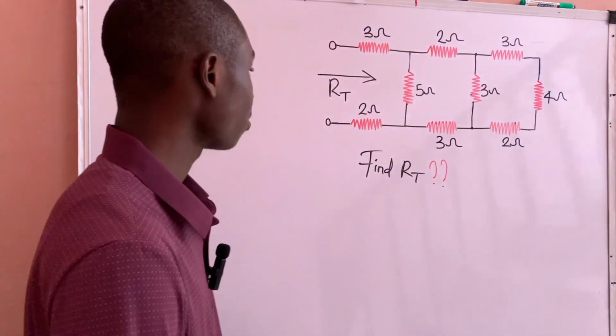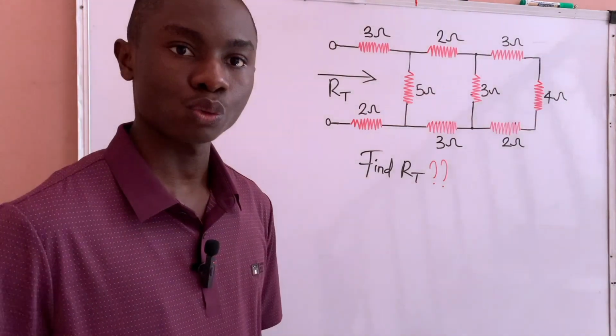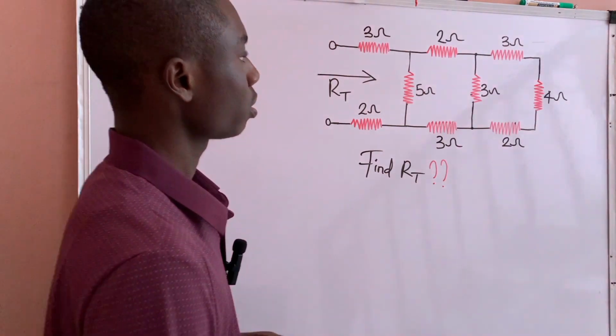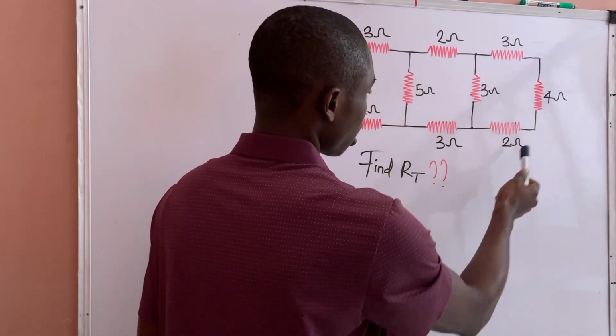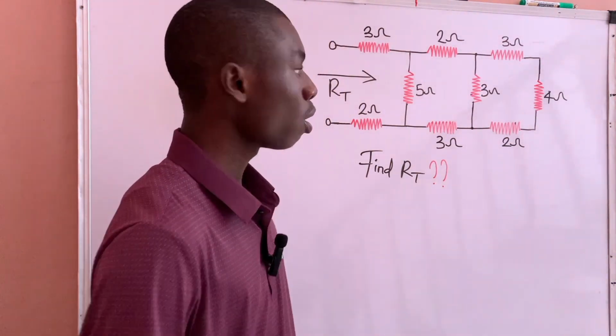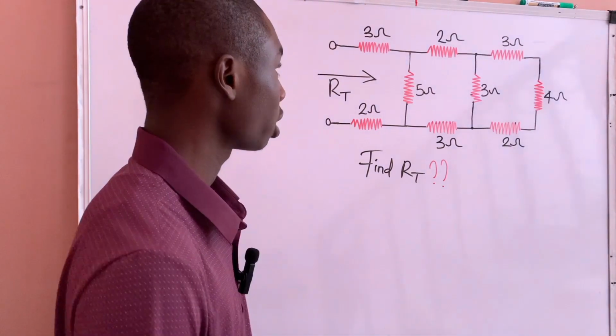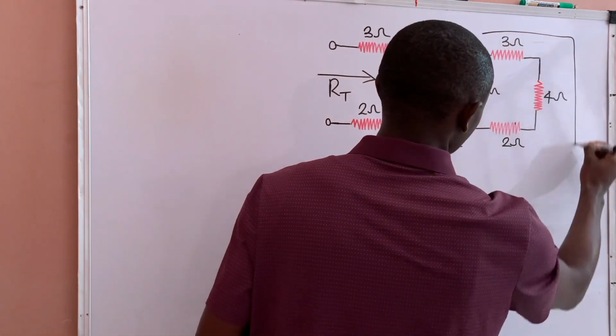Let's consider the circuit above. We are asked to find the total resistance of this network. From this circuit, the 3 ohm resistor, 4 ohm resistor, and 2 ohm resistor are all connected in series. Why are they in series? Because the same current will flow through the 3 of them.